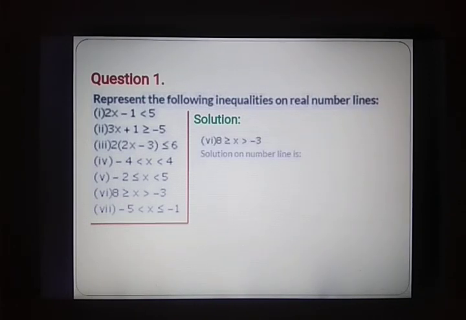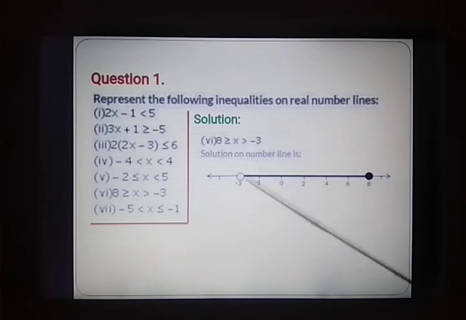Now let us see the sixth question. Let us try to understand the meaning of the question. It is saying 8 is greater than or equal to x, or in other words x is less than or equal to 8, right? And it is saying x is greater than minus 3. Now there are two numbers here, one is 8 and one is minus 3. So the solution on the number line will be somewhat like this. How? Let us try to understand.